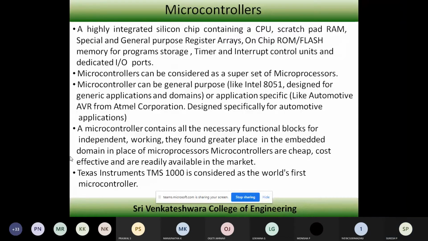When it comes to the microcontroller, it can be general purpose or application specific. Like Intel 8051. If you take Intel, there are many microcontrollers. The microcontroller can be used for general purpose and also for specific applications. Intel 8051 is one example for general purpose, which is designed for generic applications and domains. If you take the application specific, like automatic voice response, AVR from Atmel corporation, it is designed specifically for automotive applications. So AVRs are nothing but automatic voice response. Depending upon your voice, the vehicle has to respond. These are the AVR systems which you are going to have.